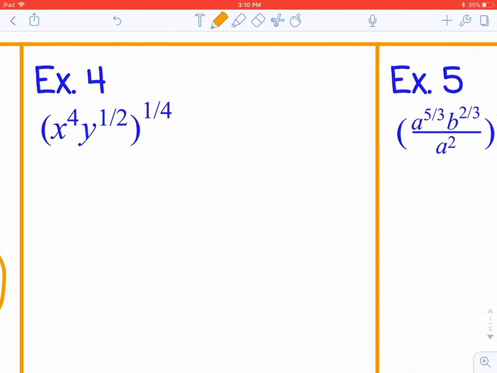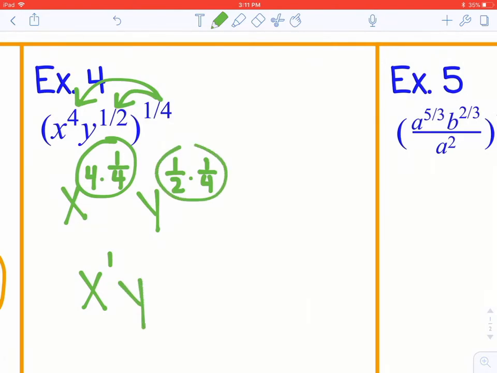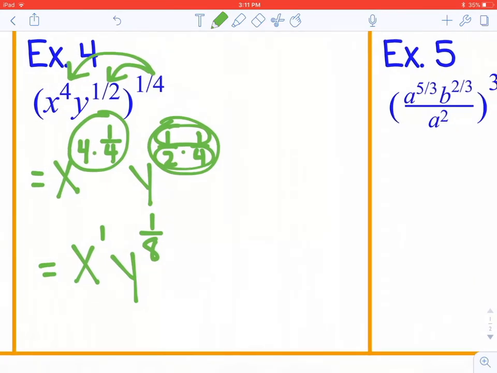Now example 4, you have x to the 4th, y to the 1/2, all to the 1/4 power. Those are not like bases, so you have to keep them separate. But what we can do is distribute the 1/4 power by multiplying it by each one of those. So I'm just going to write that out, and then we just have to clean those up. 4 times 1/4 would just be 1. And then 1/2 times 1/4, you multiply across the top and across the bottom, so that would be 1/8. And then we're able to clean that up a little bit more because we don't normally write the 1 with the x. So we'd say x and then y to the 1/8 power.